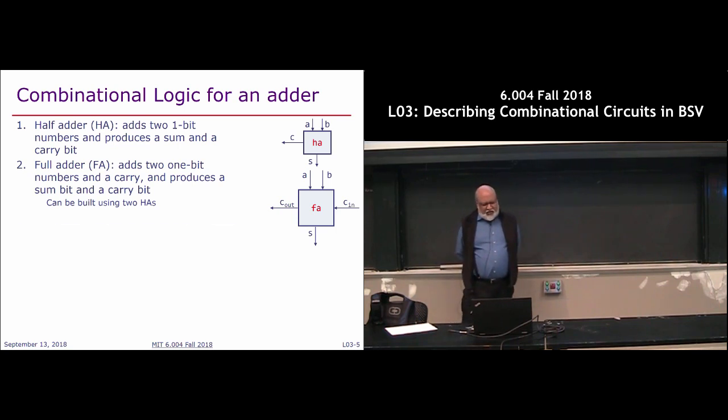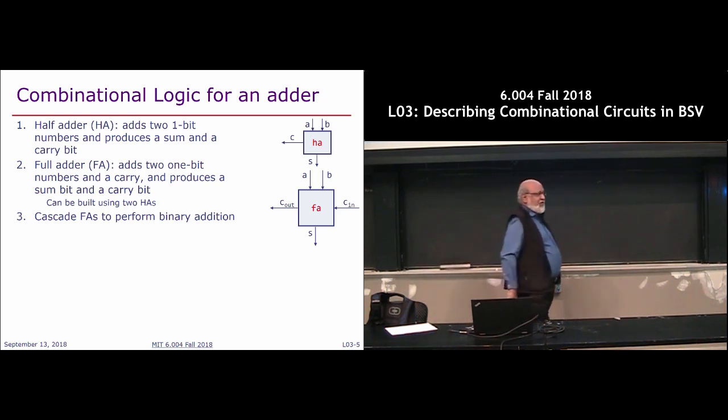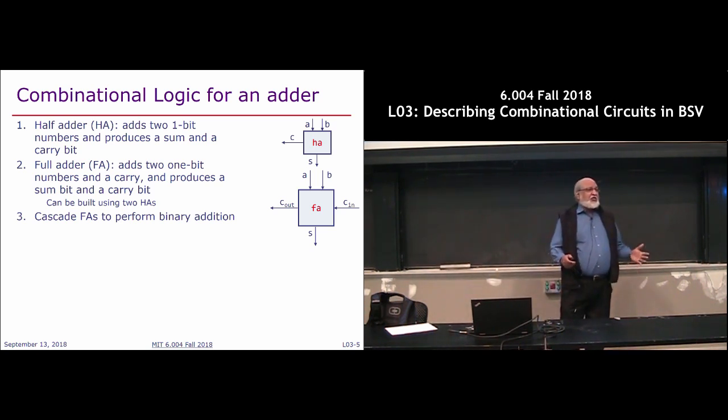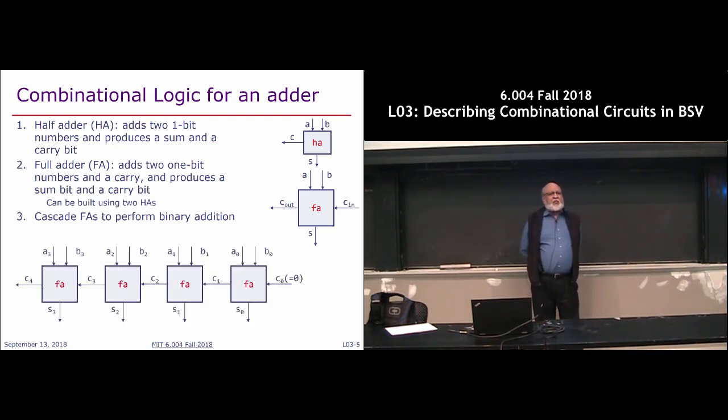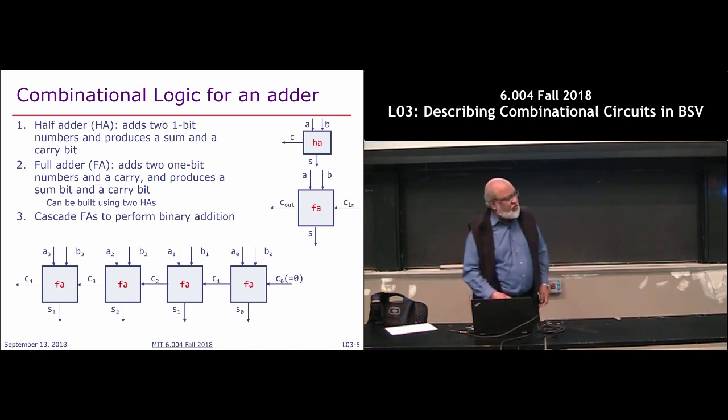And now we have to build a full adder, and now how do I build the big one? A 32-bit adder or a 4-bit adder. And now you can cascade them like this. So you start out on this side, this is working?